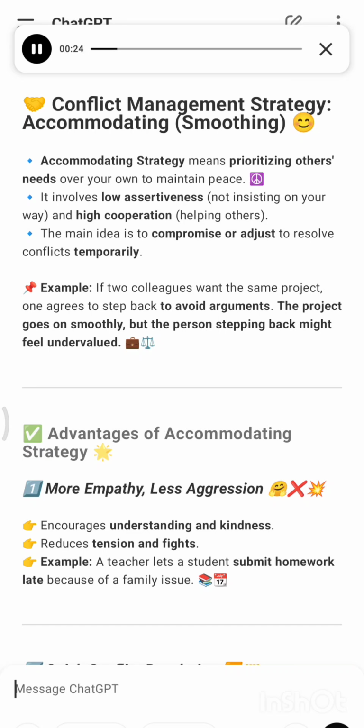Example: if two colleagues want the same project, one agrees to step back to avoid arguments. The project goes on smoothly, but the person stepping back might feel undervalued.